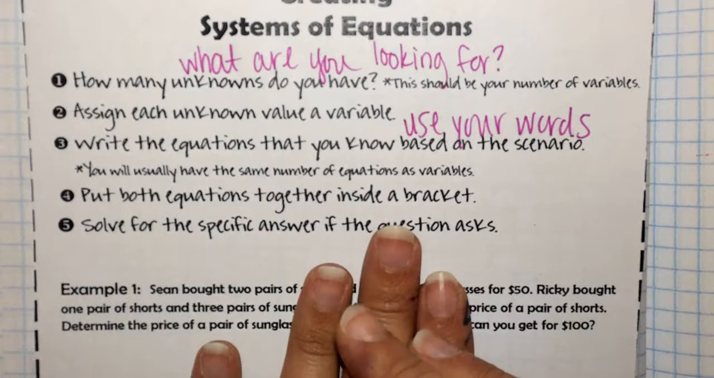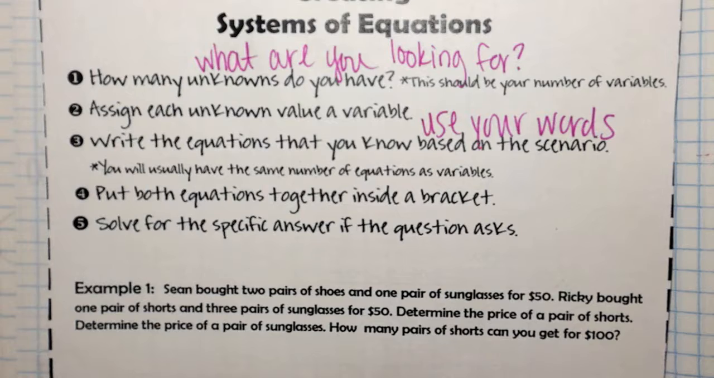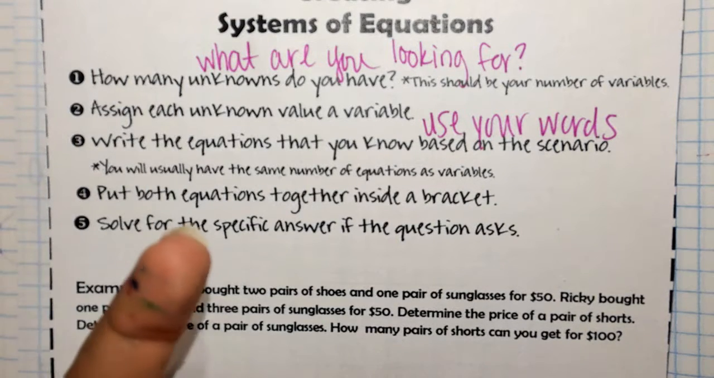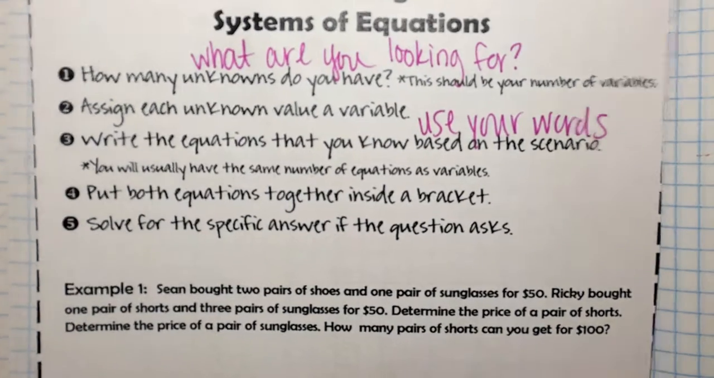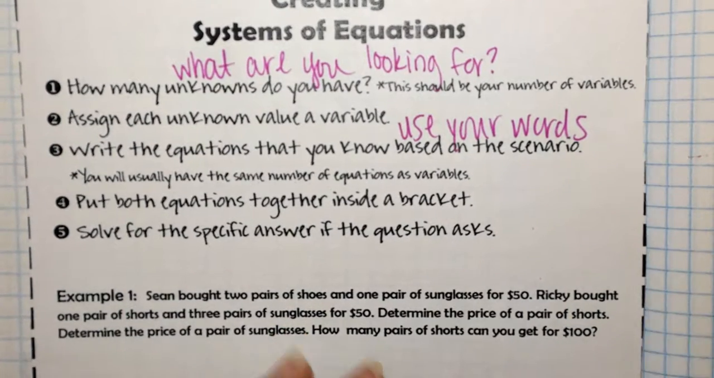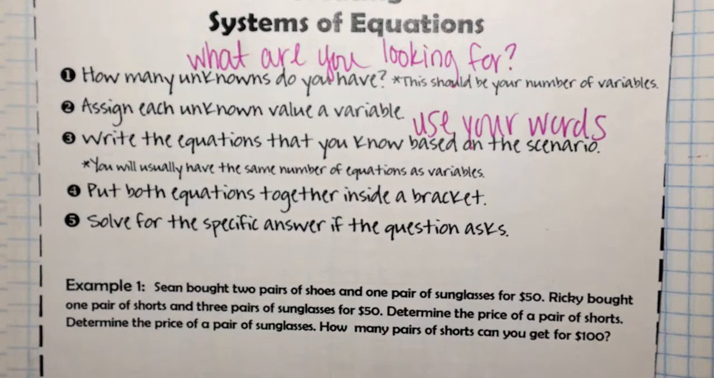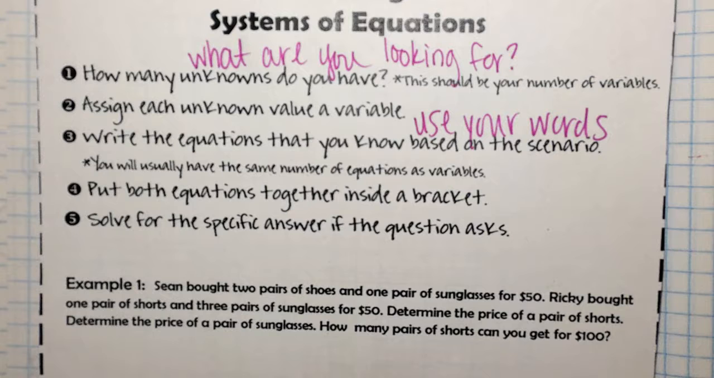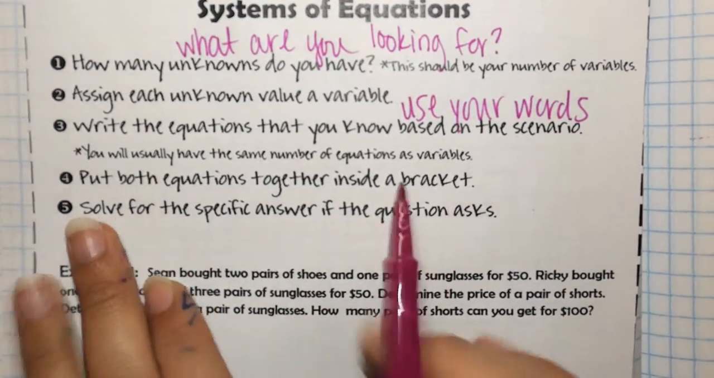Does everybody understand? If it says twice, what does that mean? Twice? Two? What does double mean? More than one? If I have to say something twice, how many times did I say it? 2 times. So you would do 2 times. So if I said twice a variable, what would that be? 2 times the variable, right? If I said quadruple a variable, what would quadruple be? 4 times. Alright, then we put both equations together, and then we solve.